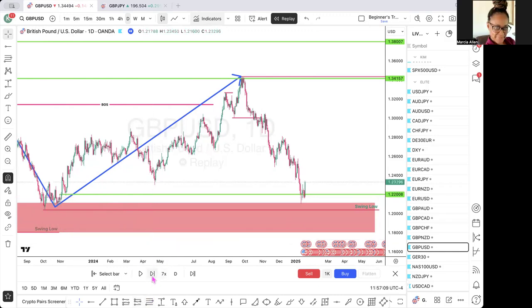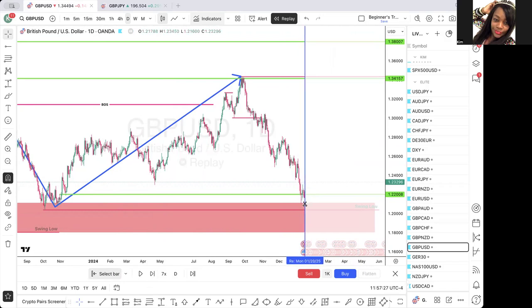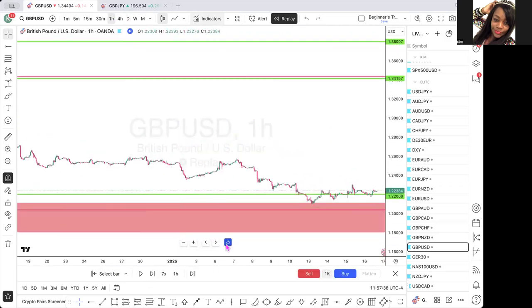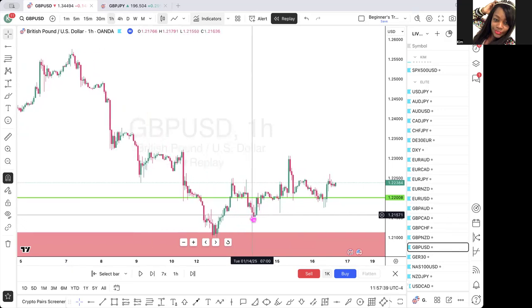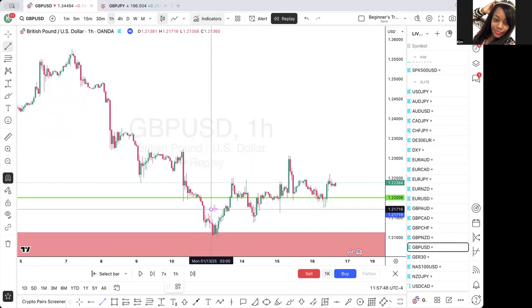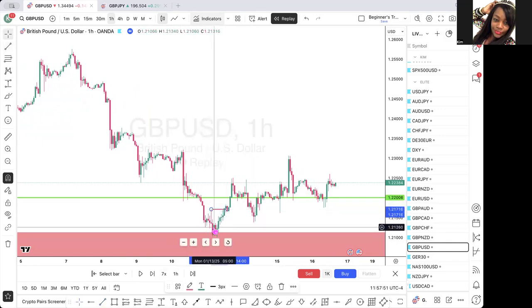Now I'm just waiting for, and let me go down to, let me replay that. Select bar, here we go. So the market is currently here. I'm going down to my 1 hour and I am going to look for structure. And as you can see, price already, and we just went over this, price already broke. This was a break of structure.